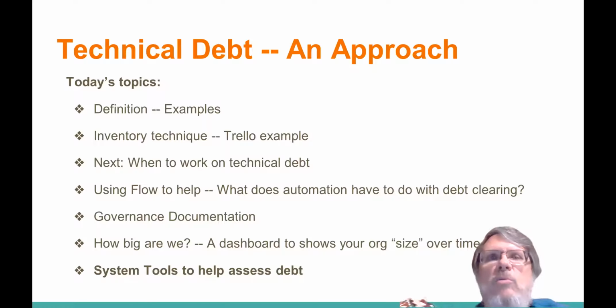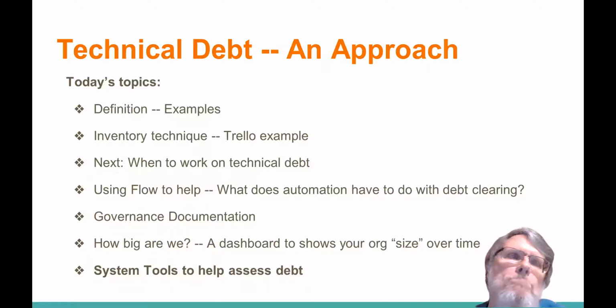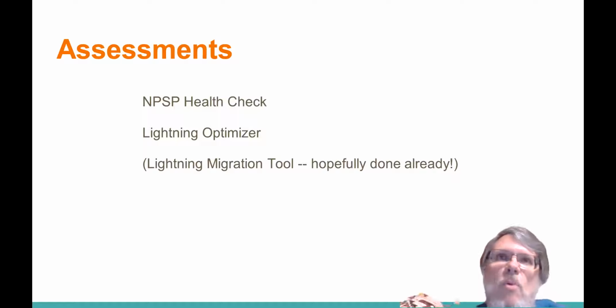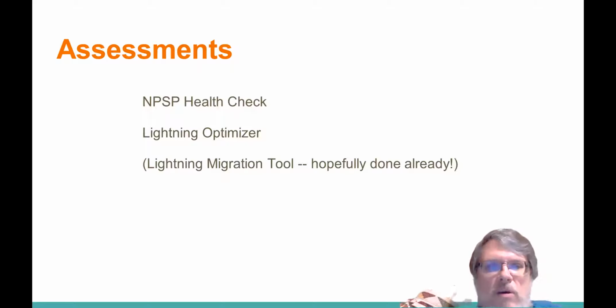So now let's look at some tools that help assess what technical debt looks like in your organization. There are a lot of tools out there. There could be a presentation on every one. I'm just going to show you a few of them so you make sure you know they exist. I'm going to demonstrate the more accessible of them. In the NPSP world, you have NPSP Health Check and Lightning Optimizer. We're going to look at both of those tools.